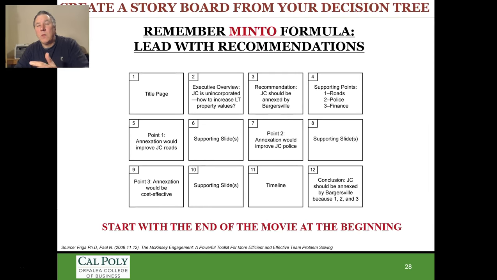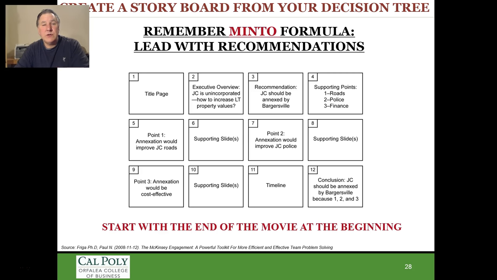So one of the things you'll gain from several readings by Barbara Minto, and I think there's another faculty article as well from McKinsey, is what we call the Minto formula. Start with the end of the movie at the beginning. So your recommendations up front. We talk about situation, complication, and then recommendations. That's your up front. And then from there, you have your supportive point 1, supportive side data point 2, point 3, and then your timeline, your action plan, and conclusion.